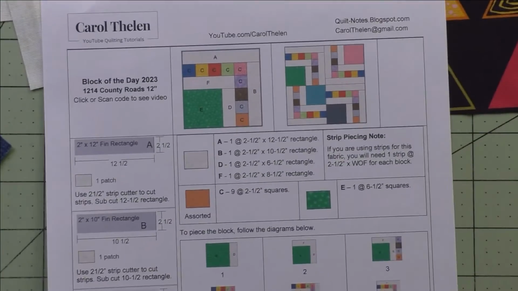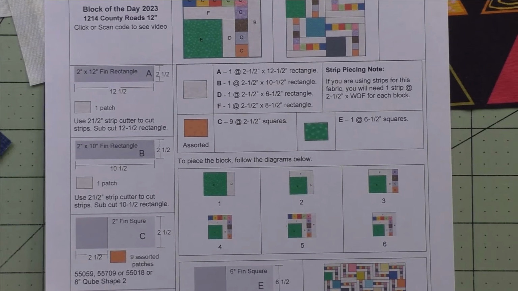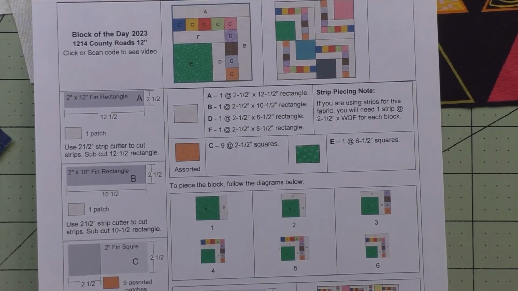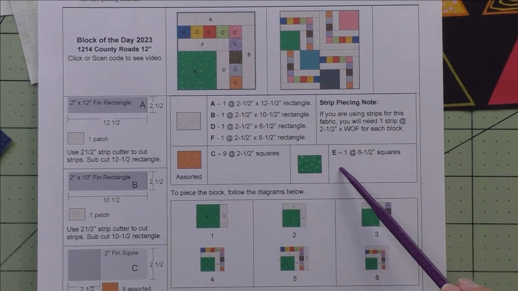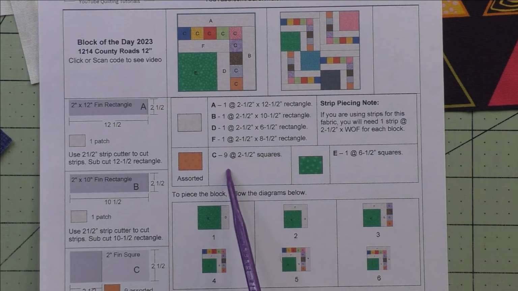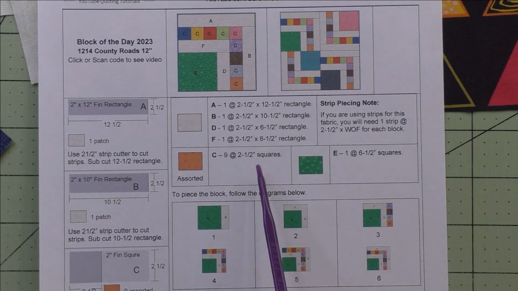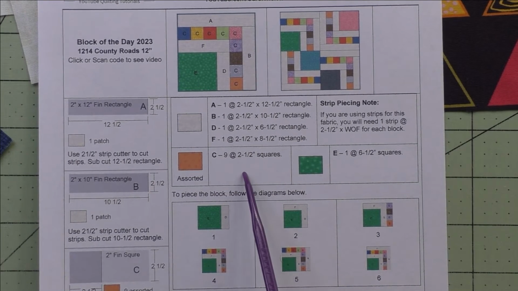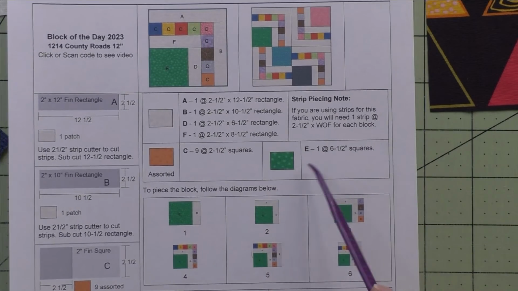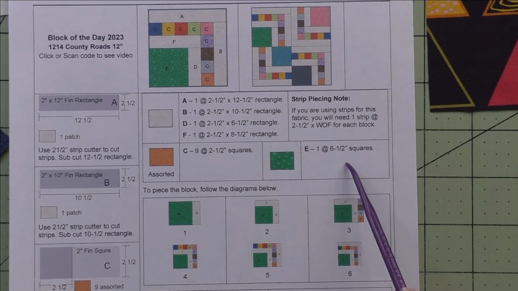Get back over here. I know I'm all over the place now, but here are the cutting instructions for each of the fabrics. Patch C is 2.5-inch squares that we cut, and we need 9 assorted. Good way to use up your leftover jelly roll strips. And then patch E is a 6.5-inch cut square.